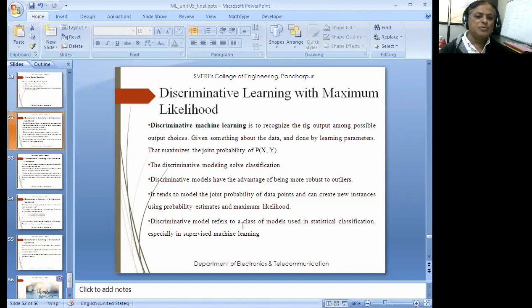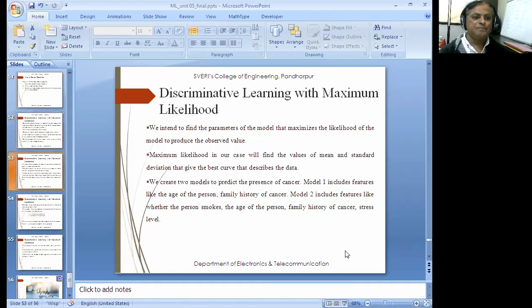Discriminative model refers to a class of models used in statistical classification, especially in supervised machine learning algorithms. So वहां पर ये discriminative modeling use हो सकता है क्योंकि ये statistical classification के लिए use होता है. So especially in supervised machine learning, we intend to find the parameters of the model that maximize the likelihood of the model to produce the observed result.